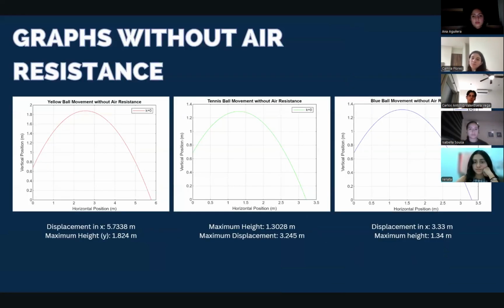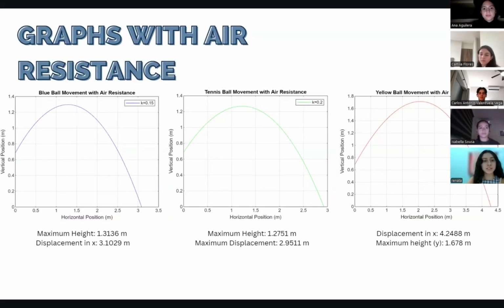Here are the graphs without the resistance. We use MATLAB to generate them, and we can see a difference in the displacement because of the resistance. In these graphs, we did consider air resistance, and here we start to experiment with the value of K, which was the drag force.